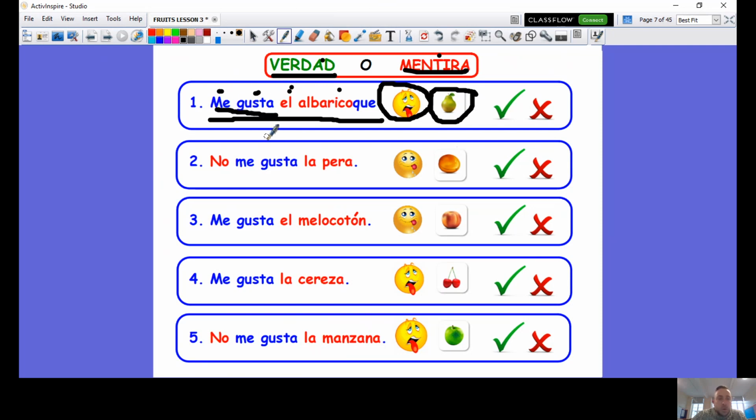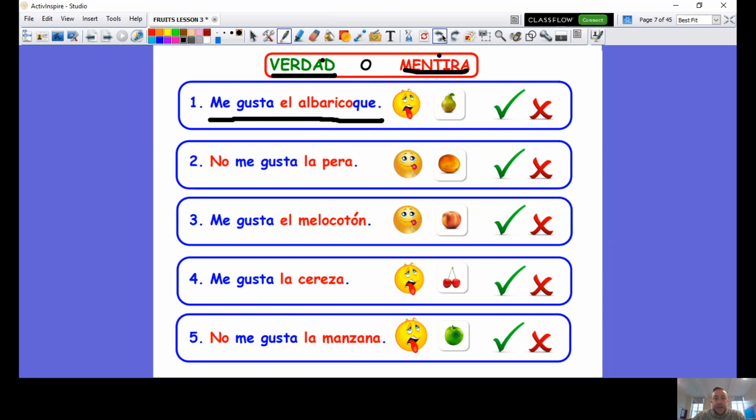So it says, me gusta. Is that face a me gusta face? No, it's not, is it? El albaricoque? Is that fruit el albaricoque? No, it's not, is it? It's la pera. So this sentence and these pictures don't match. So we would say they are mentira, false. Let's have a look at the next one together.